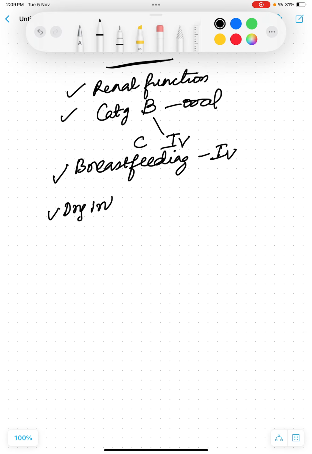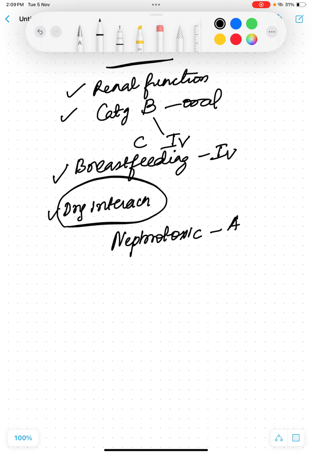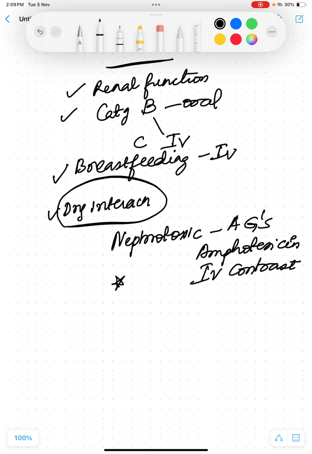Now, what are the drug interactions associated with vancomycin is one important thing. The drug interactions are when it is given with other nephrotoxic agents like aminoglycosides, amphotericin, or in patients receiving IV contrast. In these individuals, you should be quite cautious giving vancomycin.